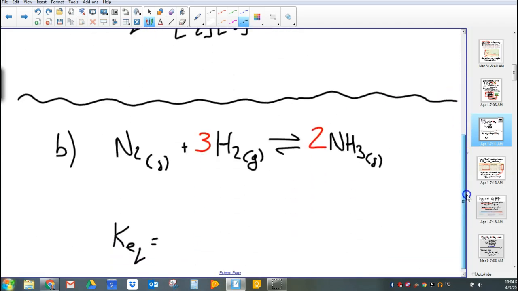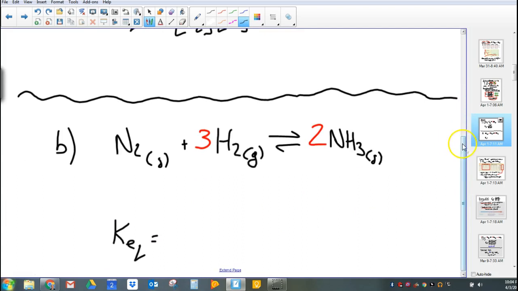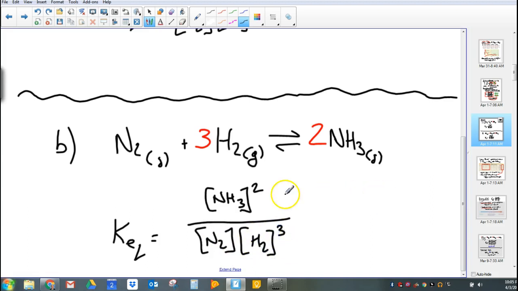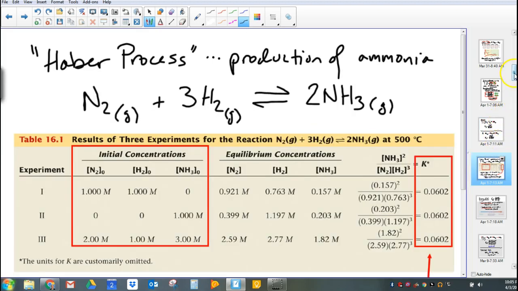How about this one? So this is the Haber process, as you may recall. Let's once again write products over reactants with coefficients as exponents. So the product is ammonia gas squared, because it's got a coefficient, over reactants, which is nitrogen gas times hydrogen cubed. So that's what that would look like. Now this number is a constant. It's called a constant for a reason.